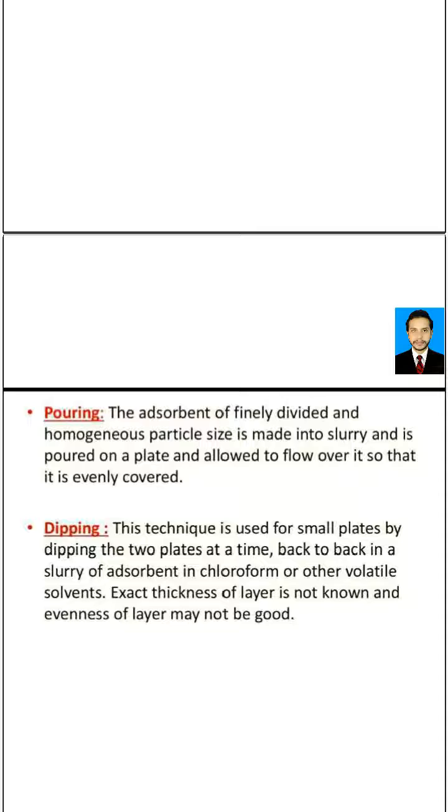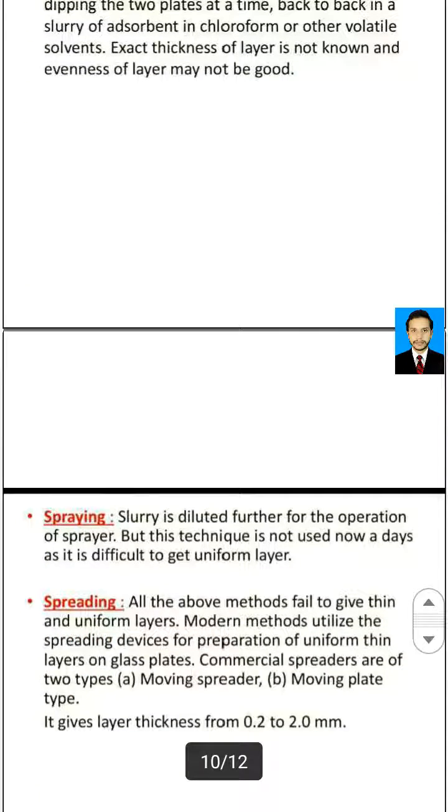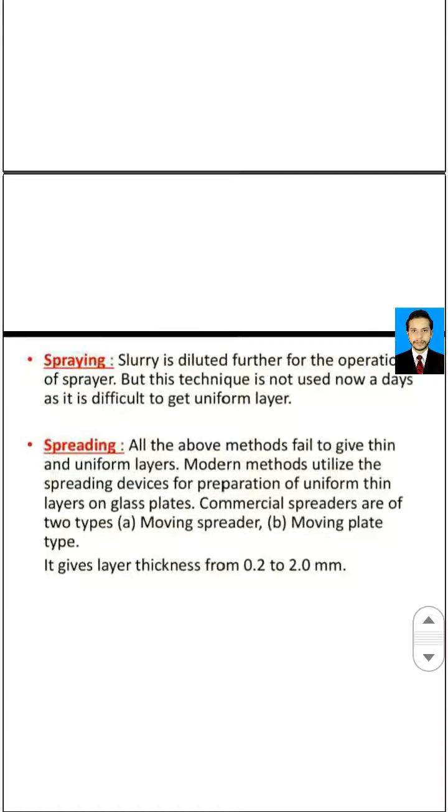Dipping is the second method, after the slurry is covered on a sheet. This technique is used for small plates by dipping two plates at a time back to back in a slurry of adsorbent in chloroform or another volatile solvent. The exact thickness of the layer is not known and the evenness of the layer may not be good. The slurry is diluted further for operation of the sprayer, but this technique is not used nowadays and it is difficult to get a uniform layer. All the above methods fail to give a thin and uniform layer.